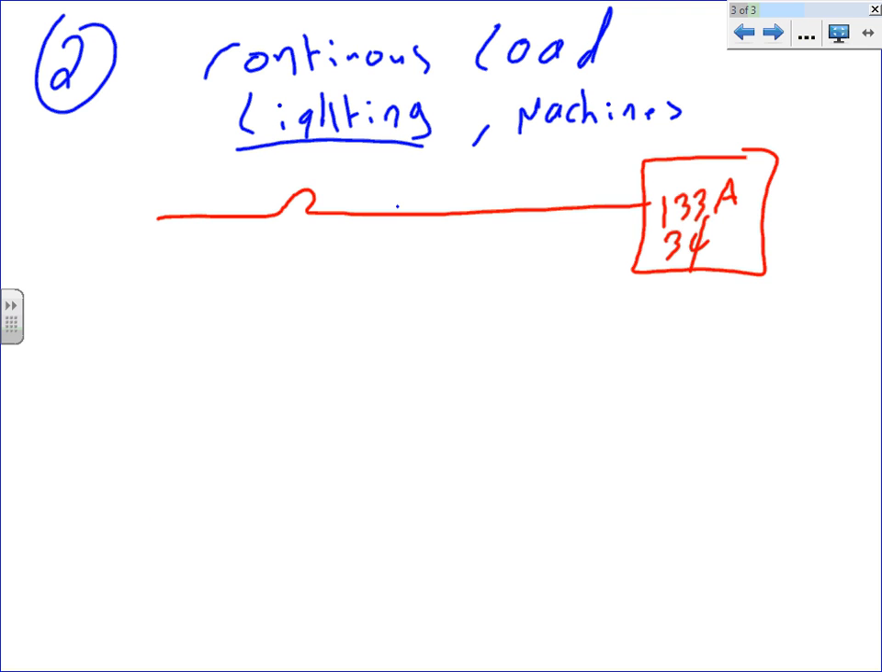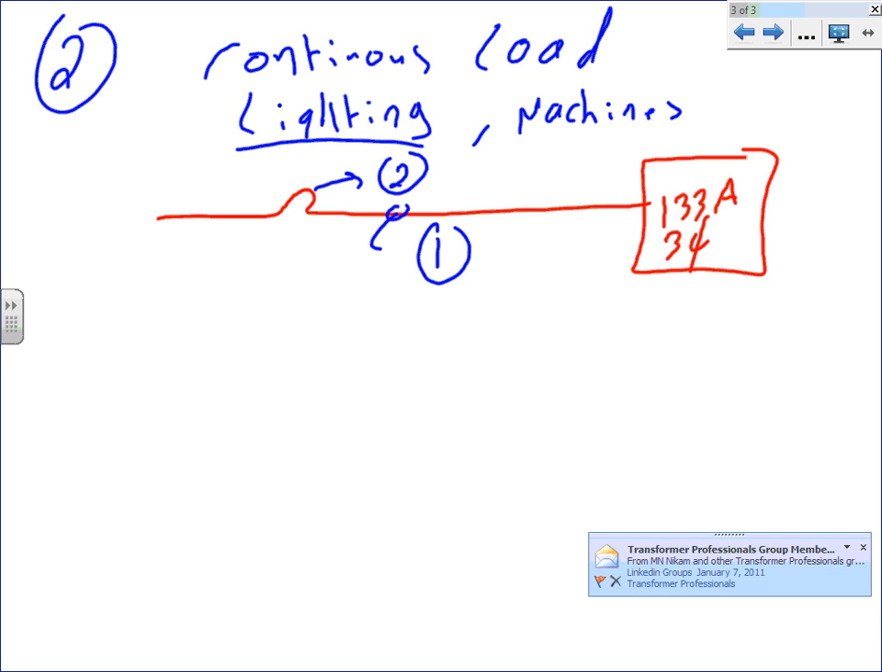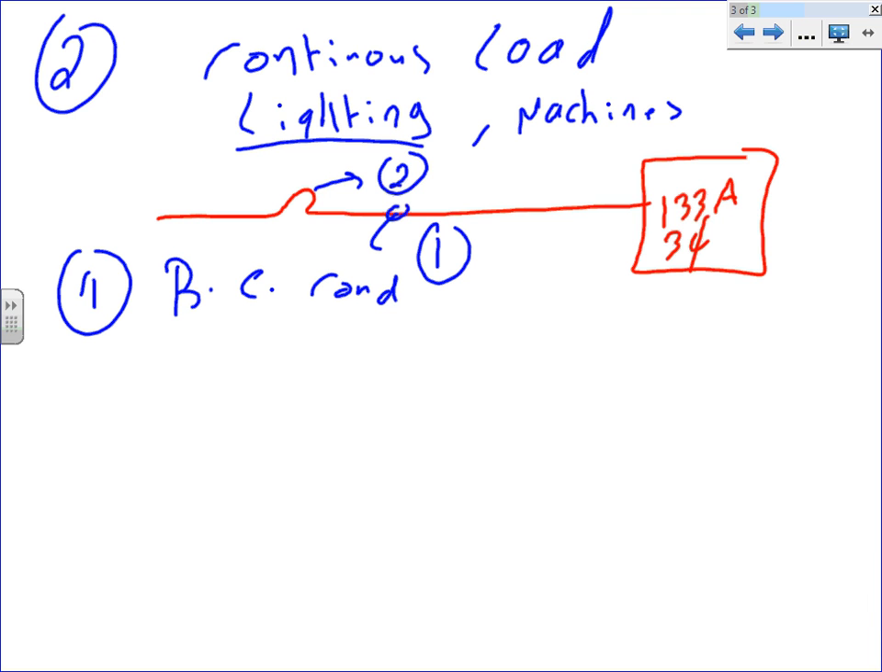Okay, so as always, I'm going to size number 1 and size number 2. So number one is branch circuit conductors, the sexy term for it.